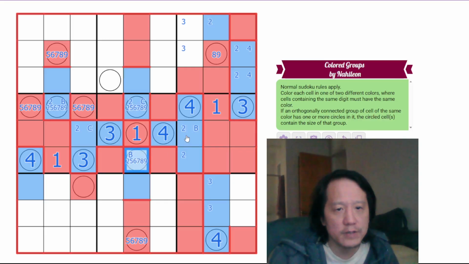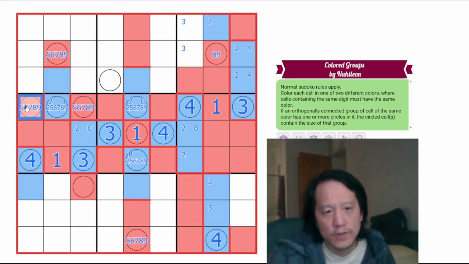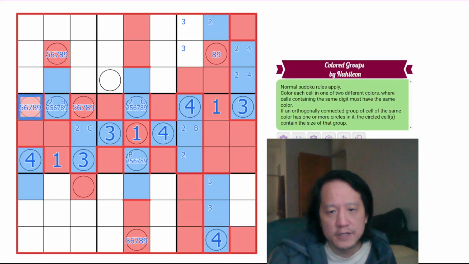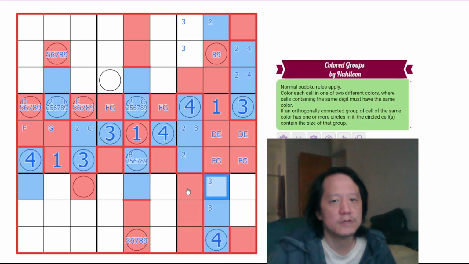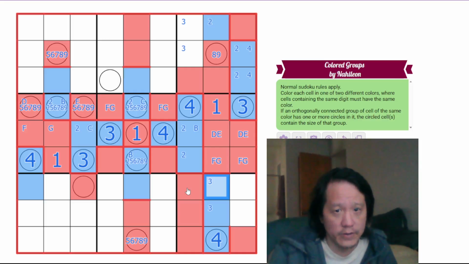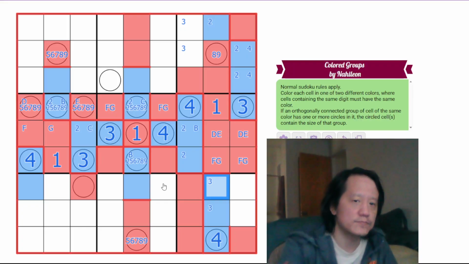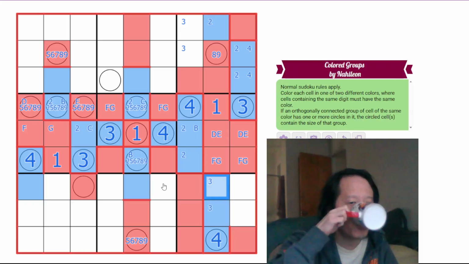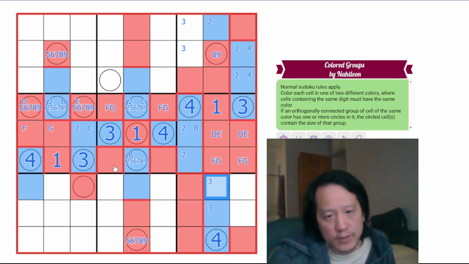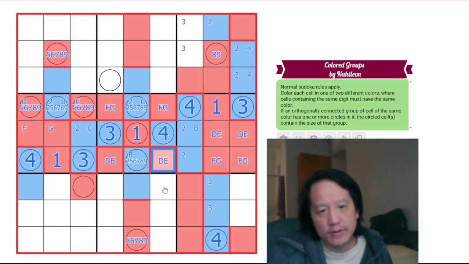So we have B here, here, and here. C here and here. I don't know. We'll go label this D and E, I guess. Have to be D and E here. D and E match D and E here. This is F and G, which makes this FG pair, FG, FG. So this is D and E, guaranteed.